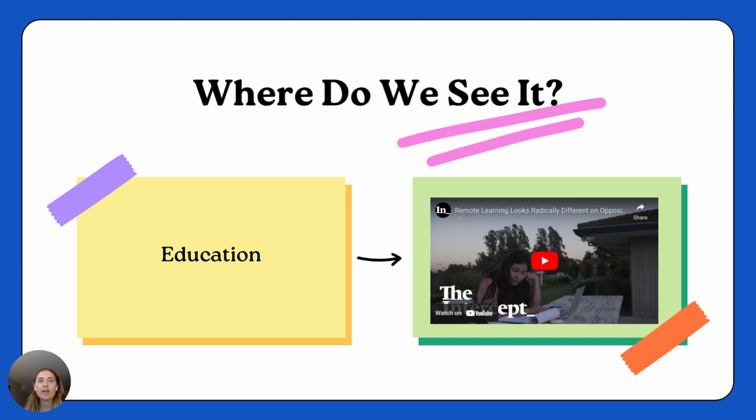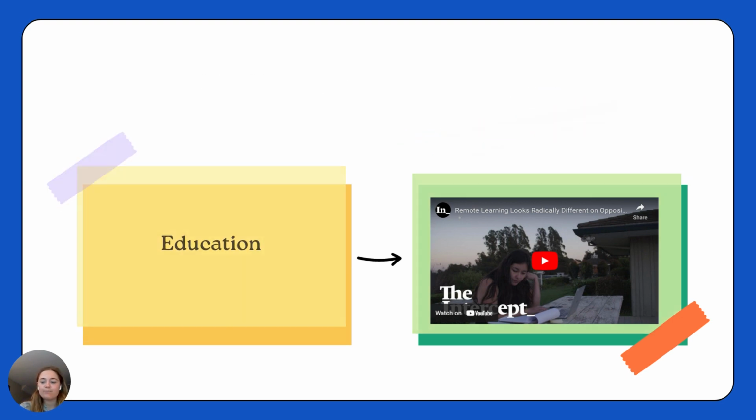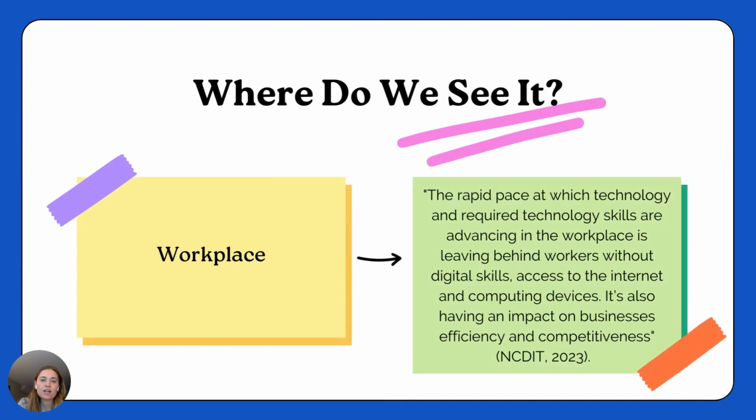Then it talked about a story of another student who was in a suburb of California and had a lot better access to the internet. So she had more resources, more money, and so she was able to seamlessly transition to online school. So it talked about how those differences were really prevalent during COVID, and they continued throughout that time, and we still see them. Another area that we see it is in the workplace.